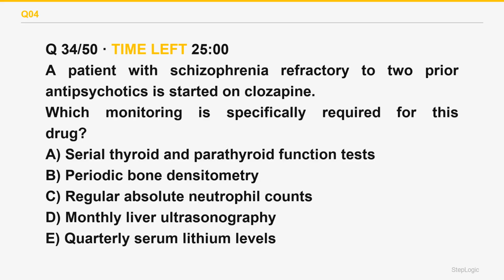Which monitoring is specifically required for this drug? A patient with schizophrenia refractory to 2 prior antipsychotics is started on clozapine. Read the command. Which monitoring is specifically required? One antipsychotic carries a mandatory blood count schedule, and the reason is a specific fatal complication.